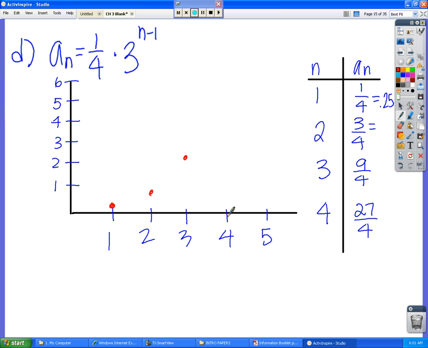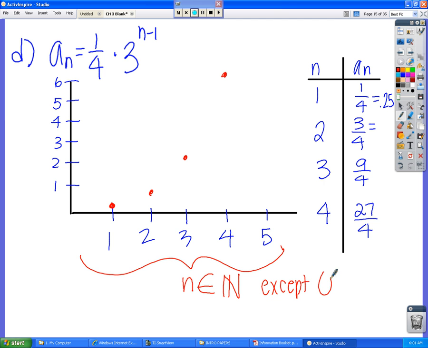Fourth term, which would be 27/4, which would be 6.75, I believe. Okay. So you actually don't connect the dots or the points. You actually leave it as a scatter plot, because a sequence only can be defined where your n values or your x values are within the natural numbers except 0. I believe your book in the IB defines sequences starting with n equal to 1 and not n equal to 0.